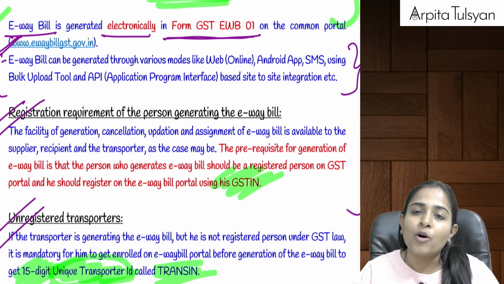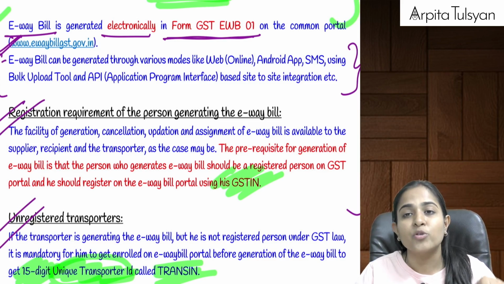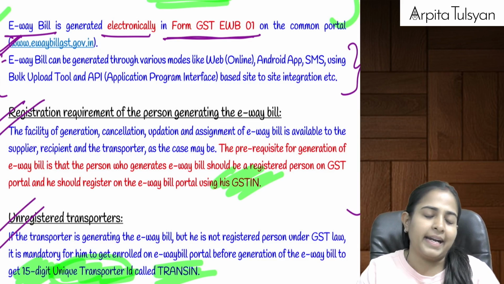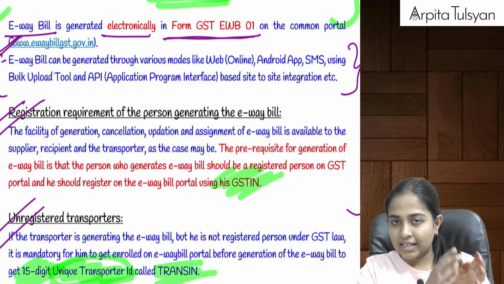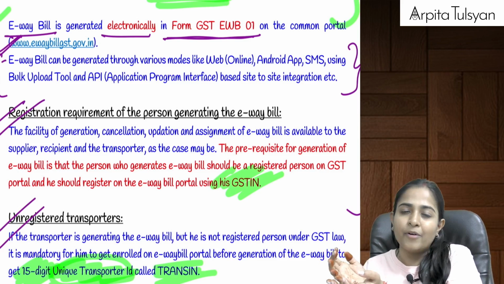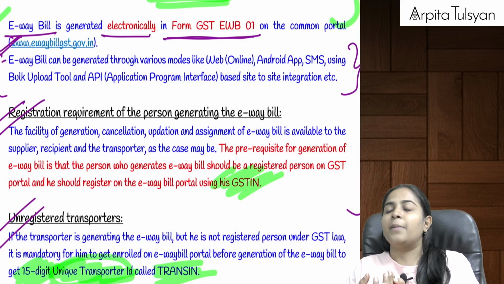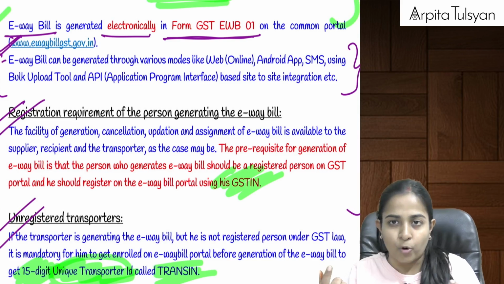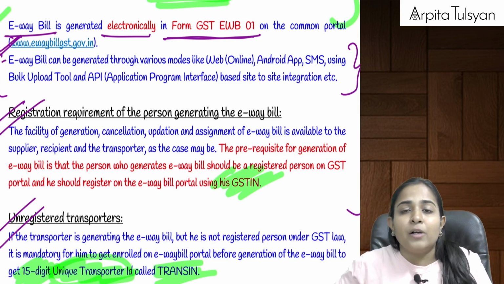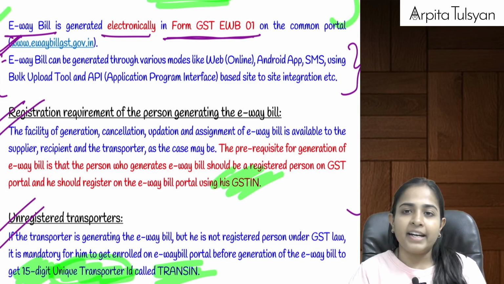Now, who is required to generate this e-way bill? Now there are three parties in this entire part. One is the supplier, that is the consignor. Next person is going to be the recipient who is ultimately going to receive it. And in between, the person who is helping to transport is going to be the transporter. Now, who is responsible for generating the e-way bill?